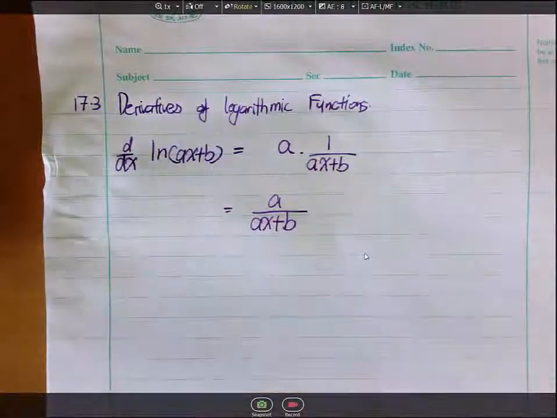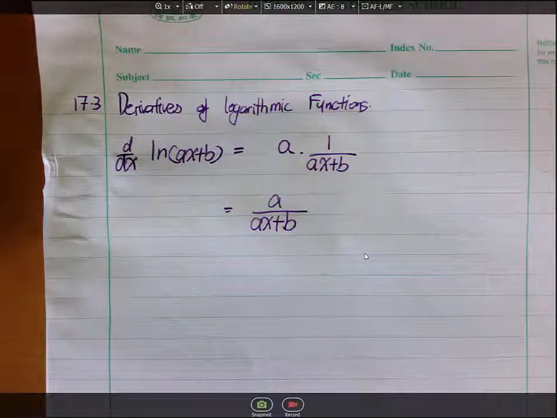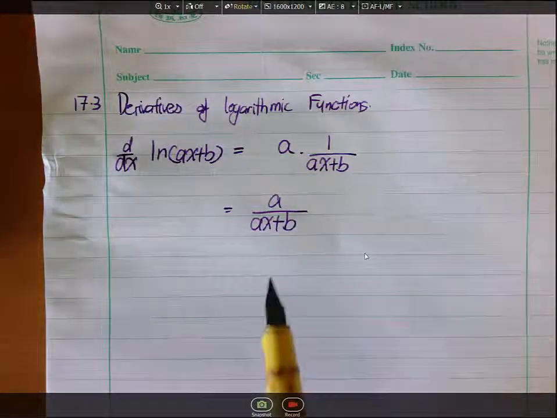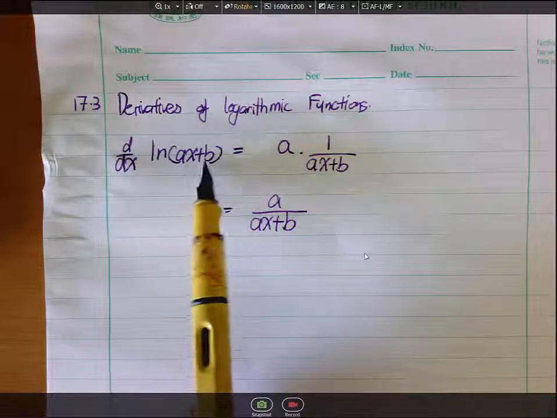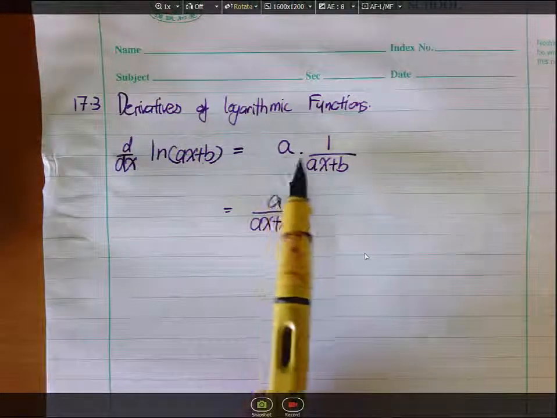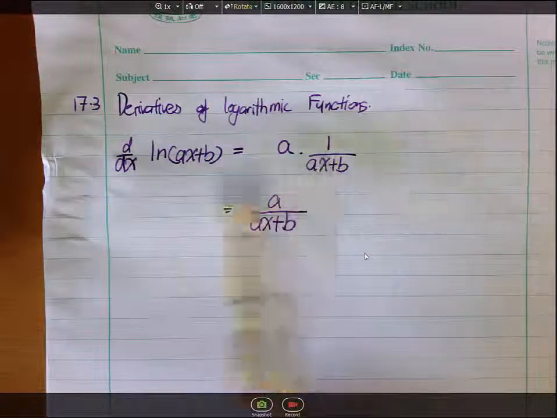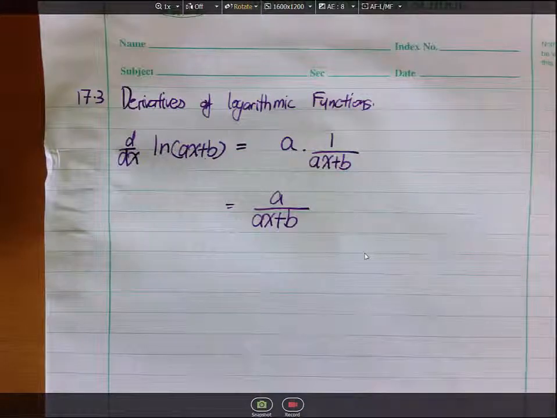Okay, today we are going to do derivatives of logarithmic functions. This will be the last part of differentiation. Basically what you need to know is when you differentiate ln(ax + b), first we differentiate what's inside the bracket. So ax + b differentiated gives you a, multiply. So you just remove the ln and take the inverse of ax + b. So you get 1 over ax + b.